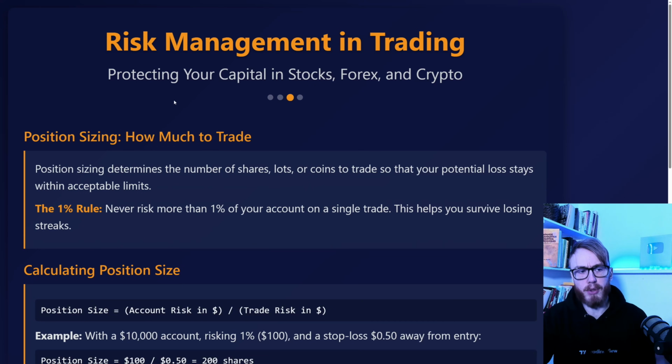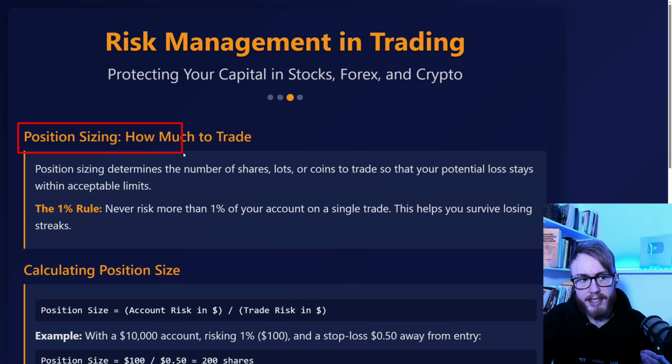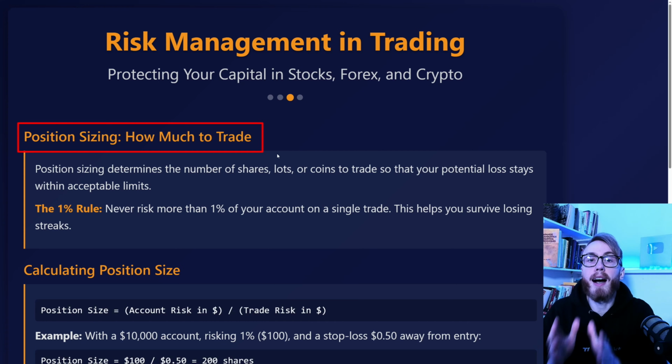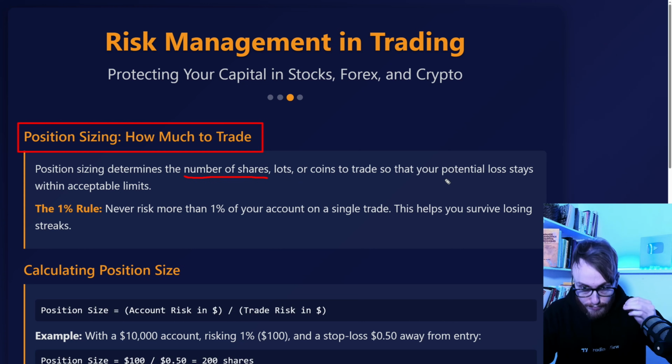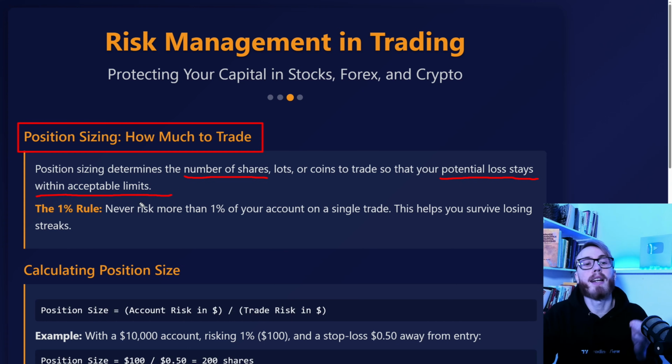But alright, so now let's actually switch the attention to position sizing. This right here is very important because this determines how much you should trade, how much capital you should use. As you can see, position sizing determines basically the number of shares or how many cryptocurrencies and so on that you should trade so that potential losses stay within good limits.